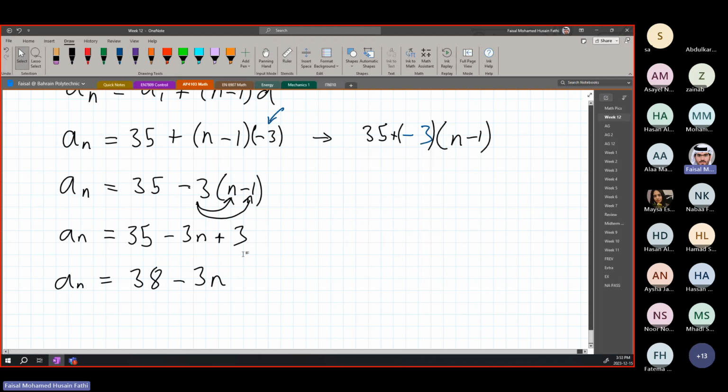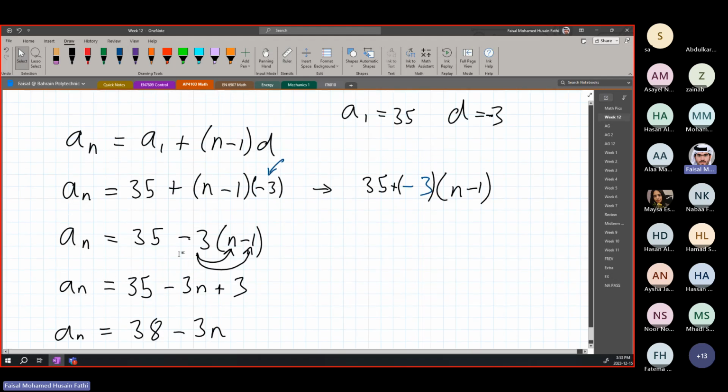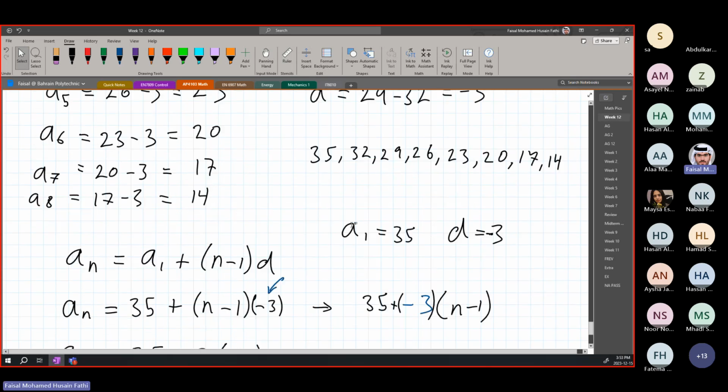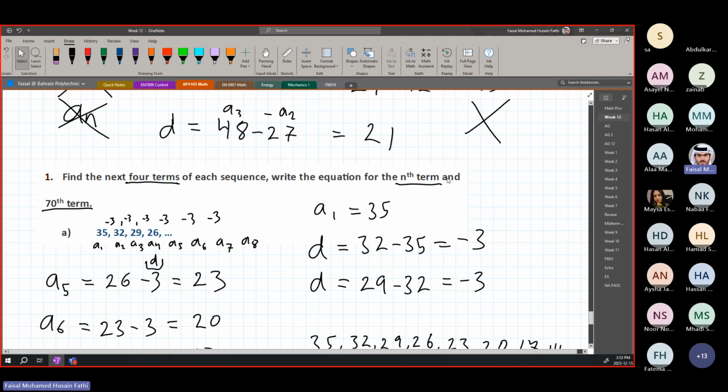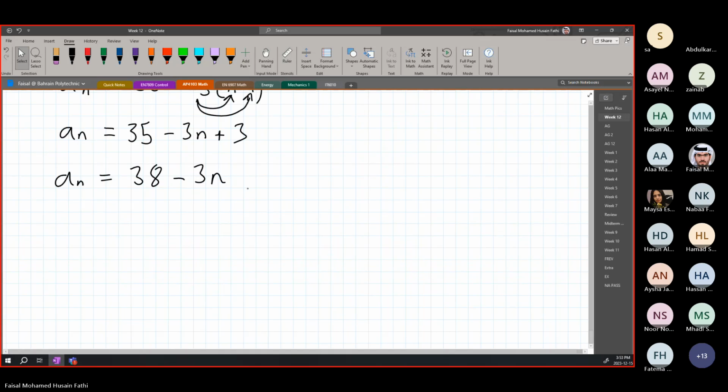Okay? Any questions so far about how I found this equation? Any questions about the algebra, which you should already know? Okay. So this is the equation for the nth term and the 70th term. What is the 70th term? The 70th term basically means n is equal to 70.